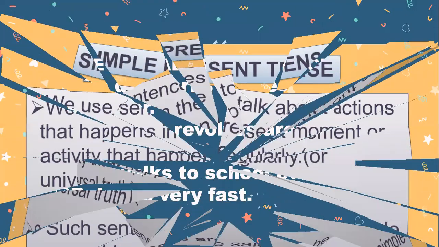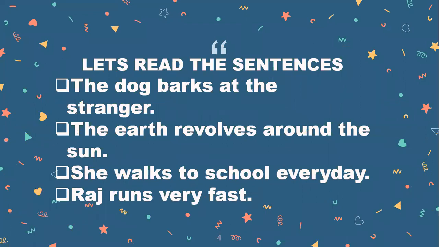For example, let's read these sentences. The dog barks at the stranger. The earth revolves around the sun. She walks to school every day. Raj runs very fast. Okay, so these are the sentences.